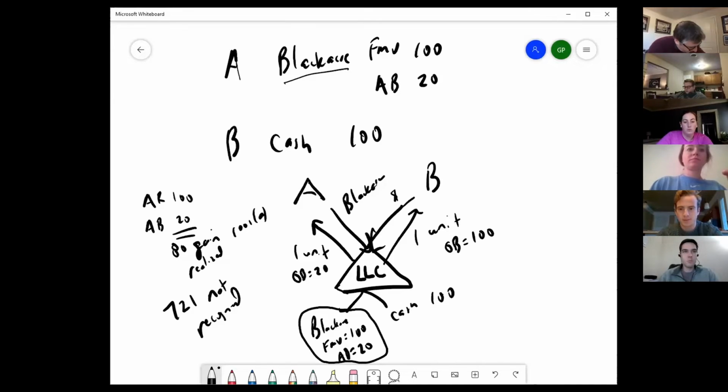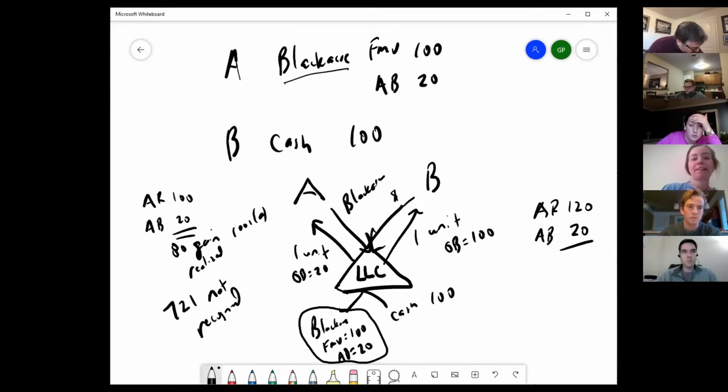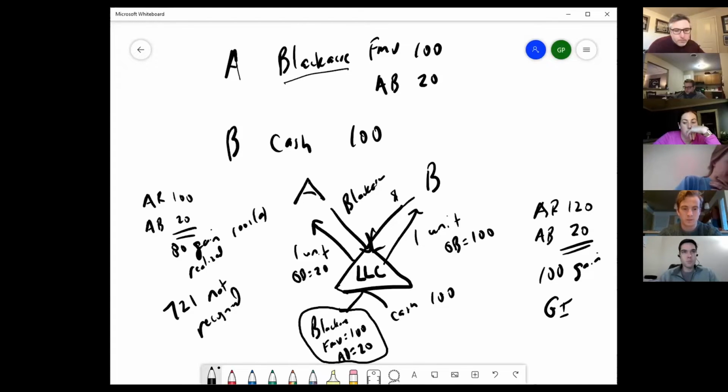So down the road, Blackacre is sold for $120. So now when it's sold for $120, we have an amount realized of $120. The basis of Blackacre is 20. So Blackacre has 100 of gain. Realized, recognized, there's no non-recognition rule for a sale for cash, and it's included in gross income. So it becomes an item of gross income, 100 of gross income.